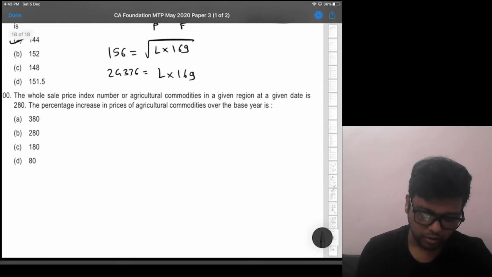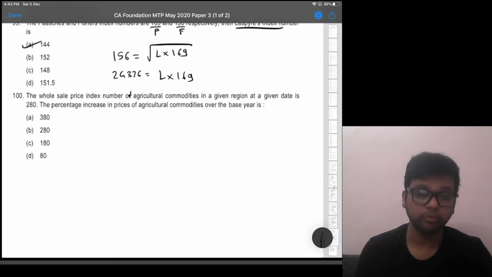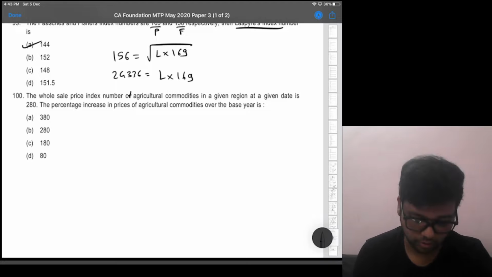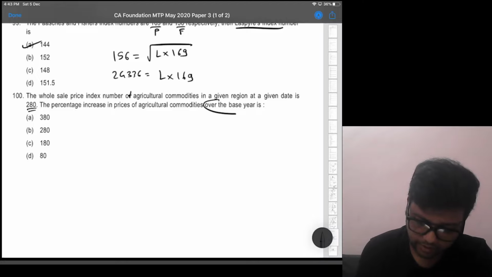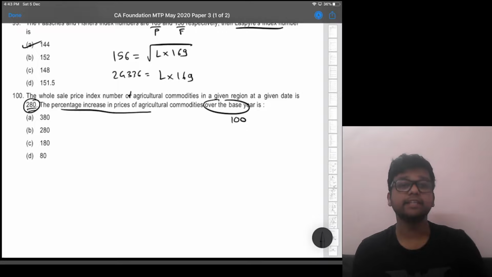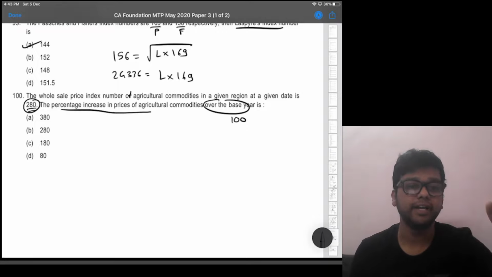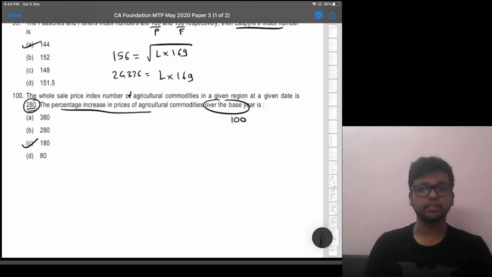Wholesale price index number of agricultural commodities in a given region at a given date is 280. Percentage increase in prices of agricultural commodities over the base year. Base year must be 100, right? Now it is 280. So what is the percentage increase? It has increased by 180, right? From 100 it went to 280. So the percentage increase is 180. That is the correct answer.